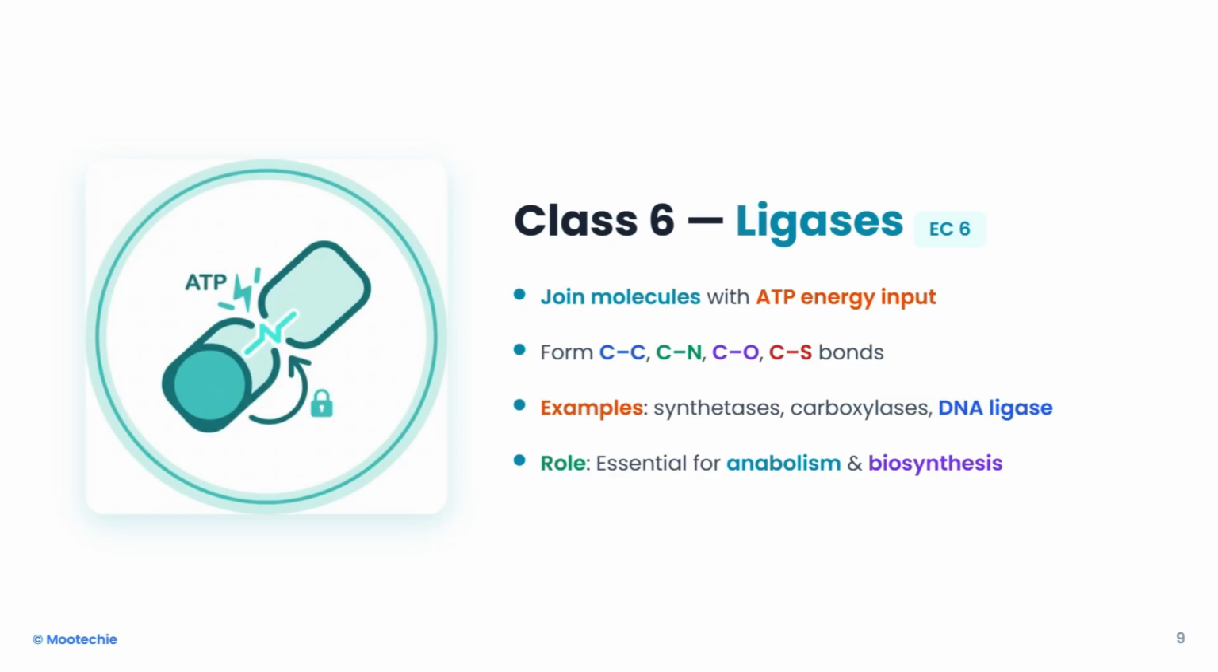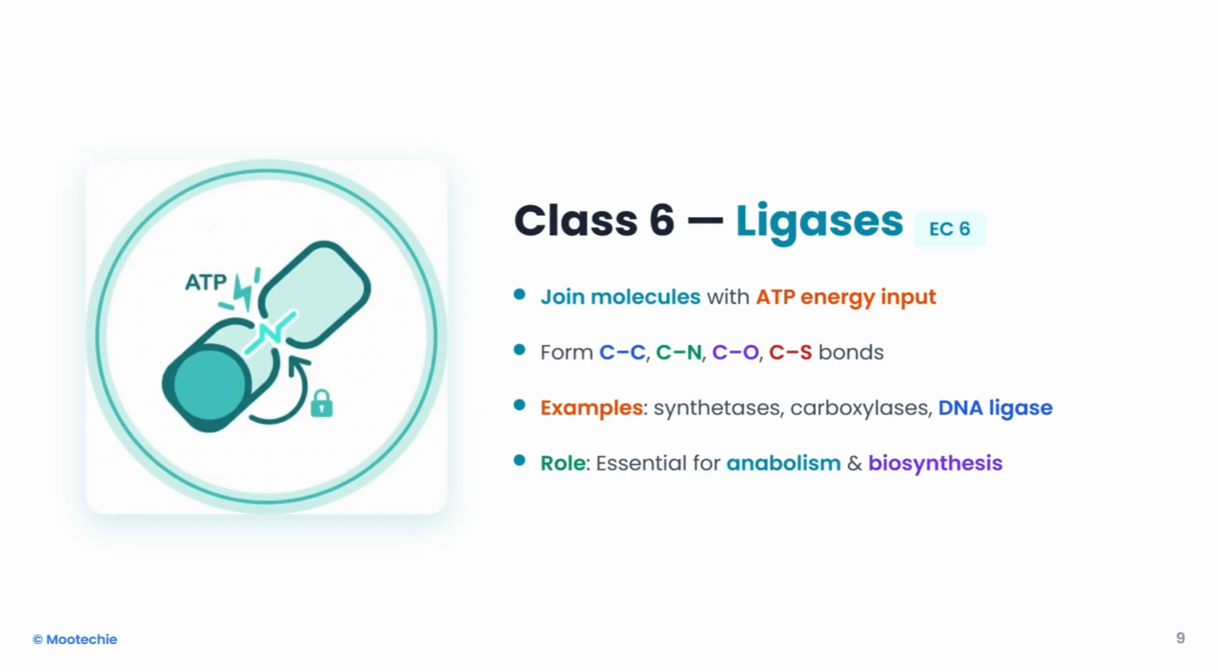Examples include synthetases, carboxylases, and the very famous DNA ligase. The role is essential for anabolism and biosynthesis. They build the complex molecules of life. The slide includes a symbolic representation of an ATP molecule.